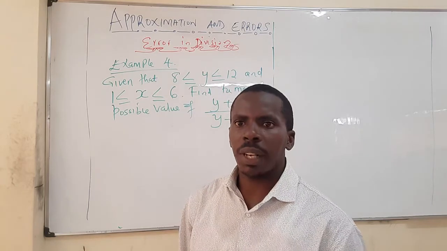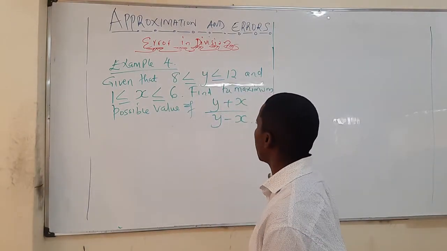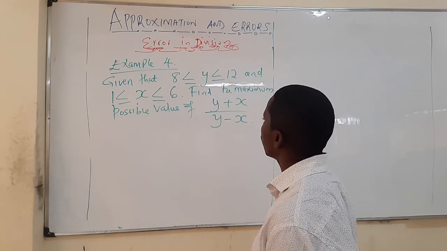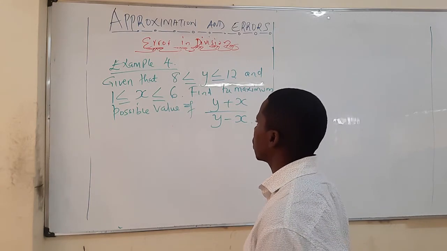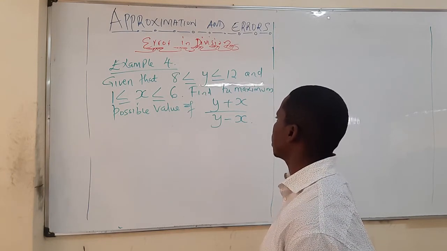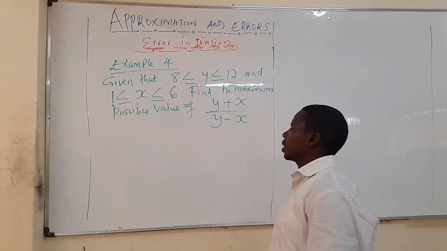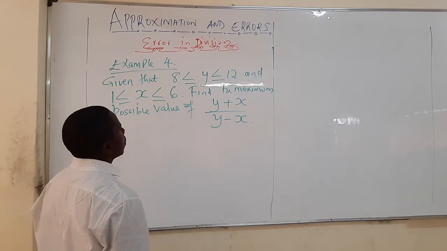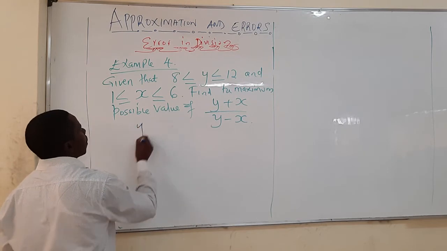Now let's look at our last example. We are given that y is greater than or equal to 8 and less than or equal to 12, and x is greater than or equal to 1 and less than or equal to 6. Find the maximum possible value of y plus x divided by y minus x. So, very nice question. Let's have our limits for x and y.